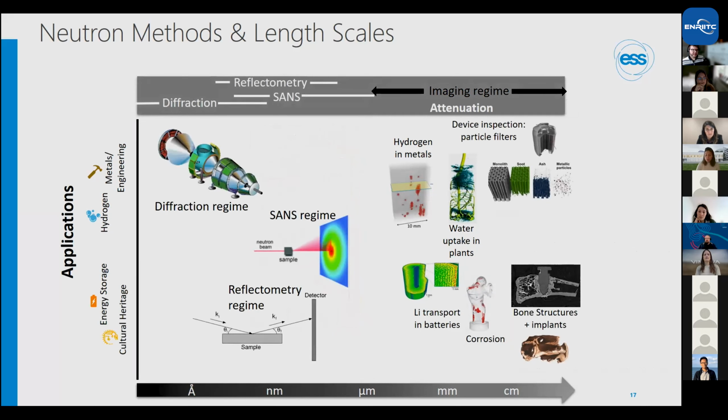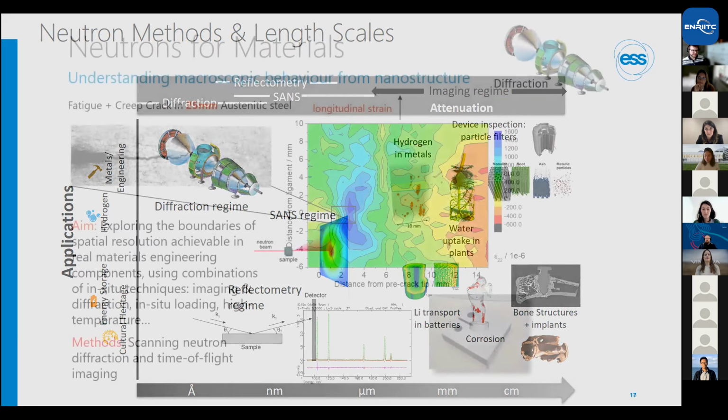And for length scales that are actually smaller than the micrometer range, we then typically use other techniques than imaging. However, I like to point out that also imaging nowadays exploits scattering contrast mechanisms, so it's also sensitive to these other length scales. But given the limited time today, I will now show you one example each for diffraction, reflectometry, and SANS for different use cases.